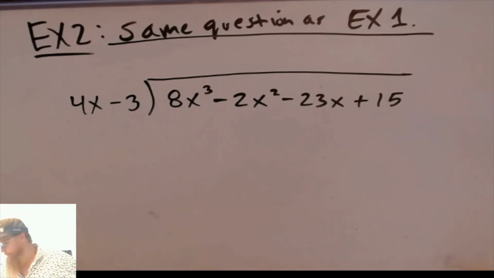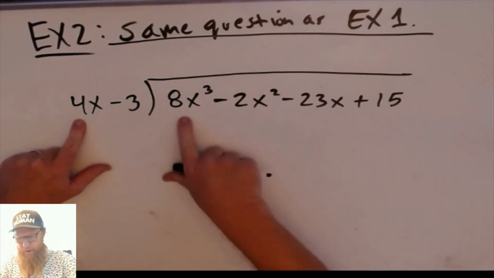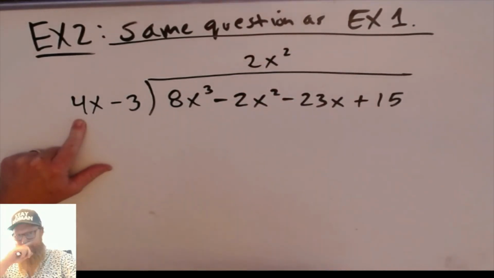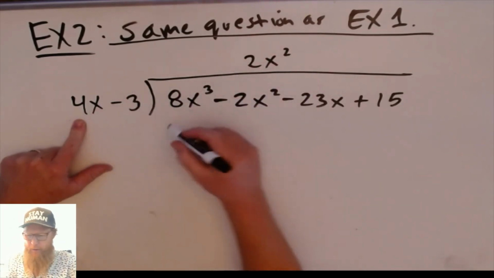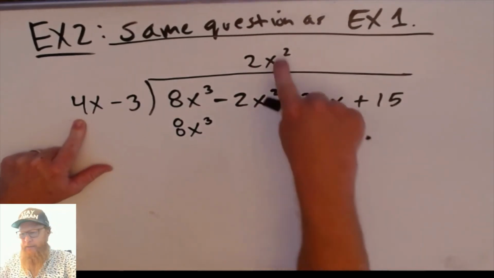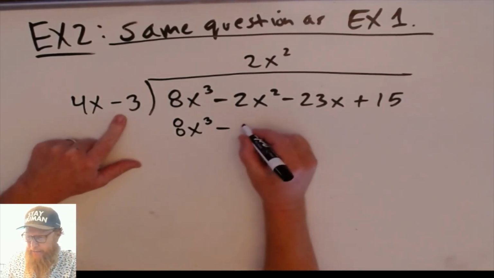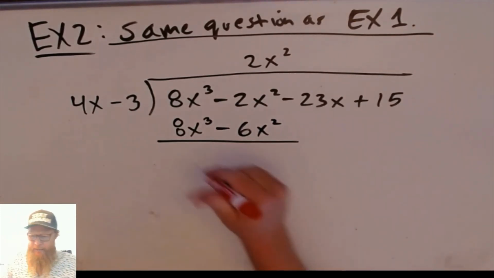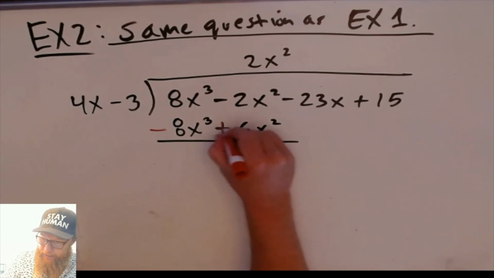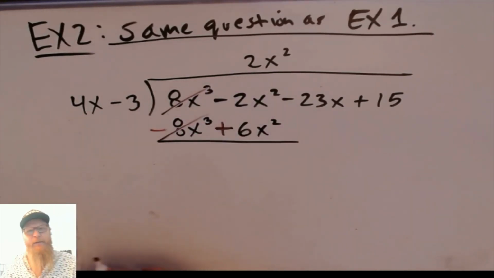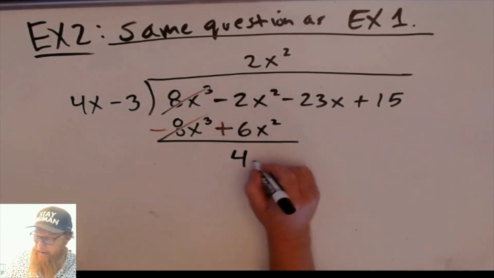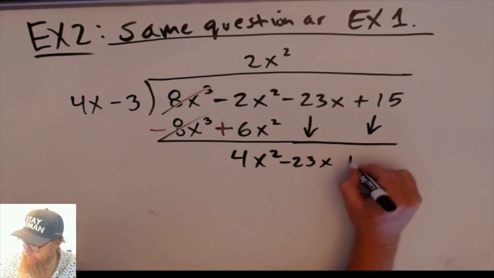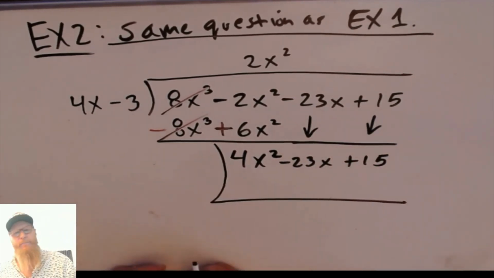All right, let's just go for it. So what times 4x is 8x cubed? Oh, that's 2x squared. 2x squared times 4x is 8x cubed. 2x squared times negative 3 is negative 6x squared. Subtract, change the signs, cancel the leader, add 4x squared, bring everybody down, and start again.